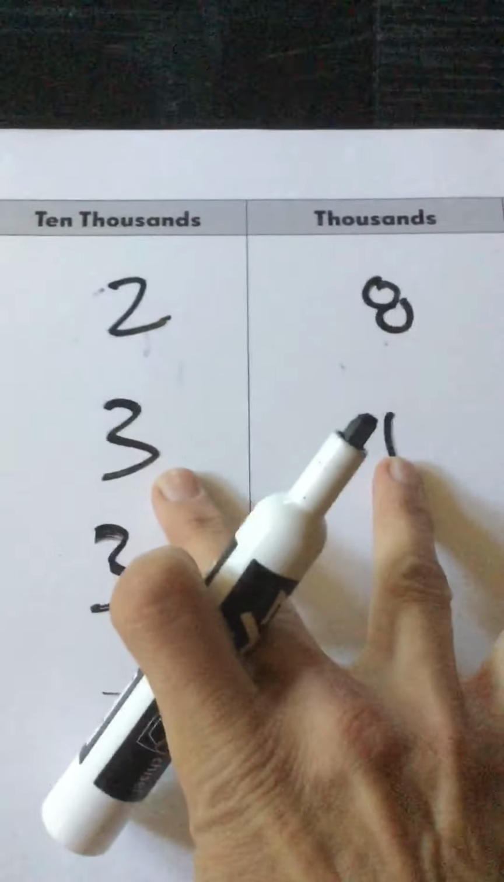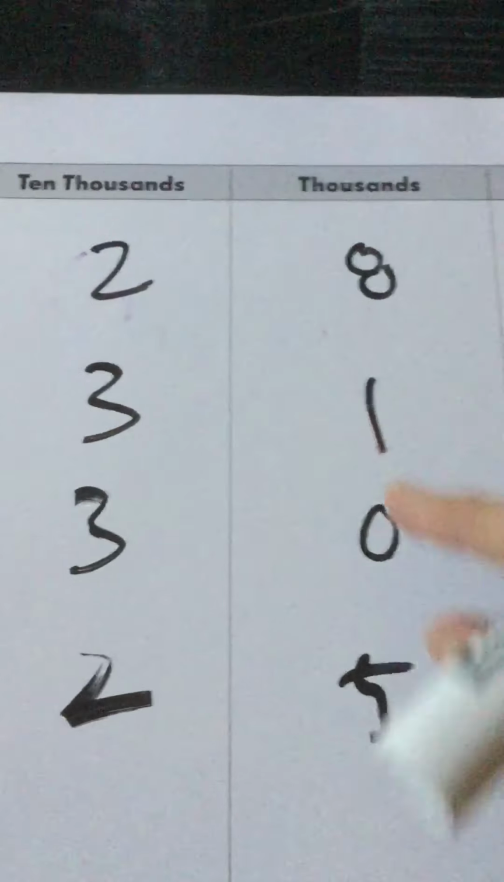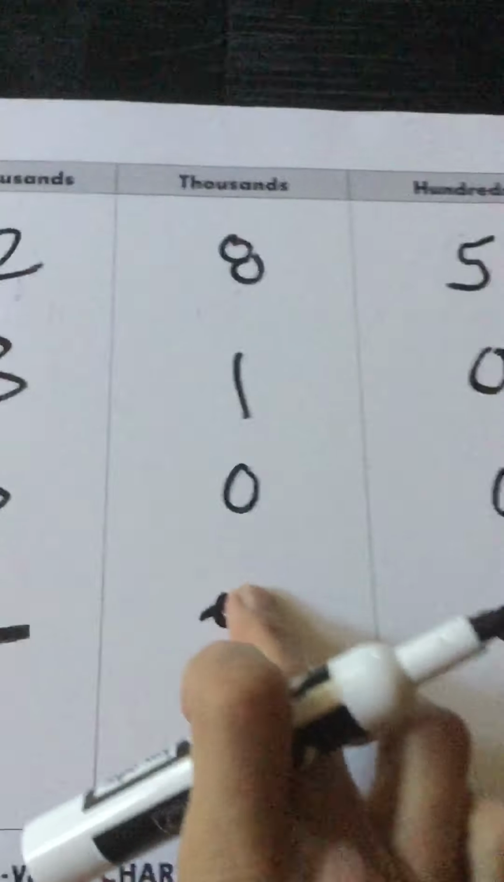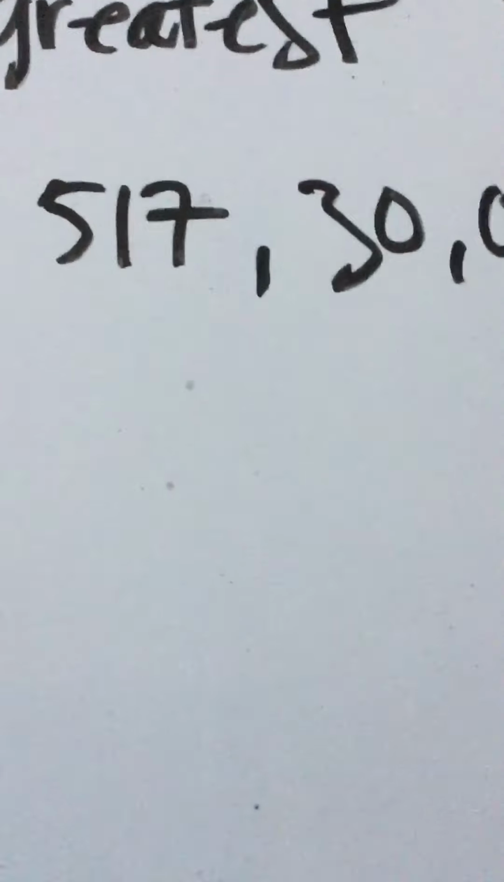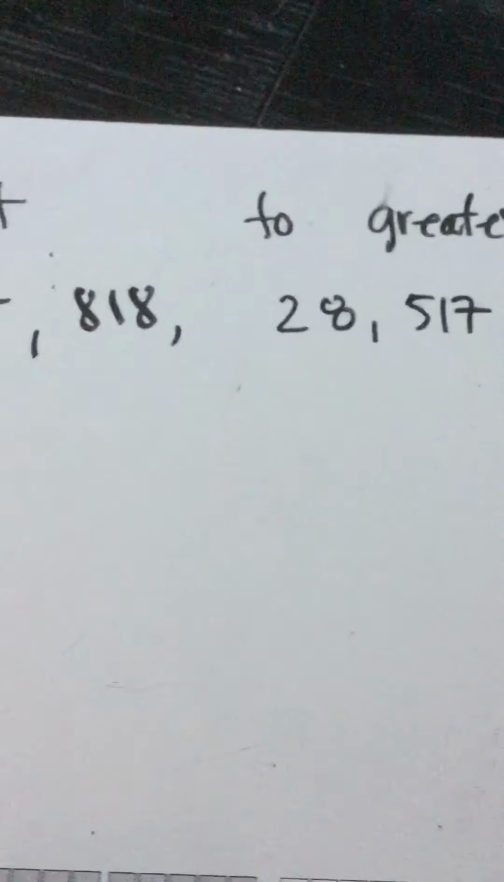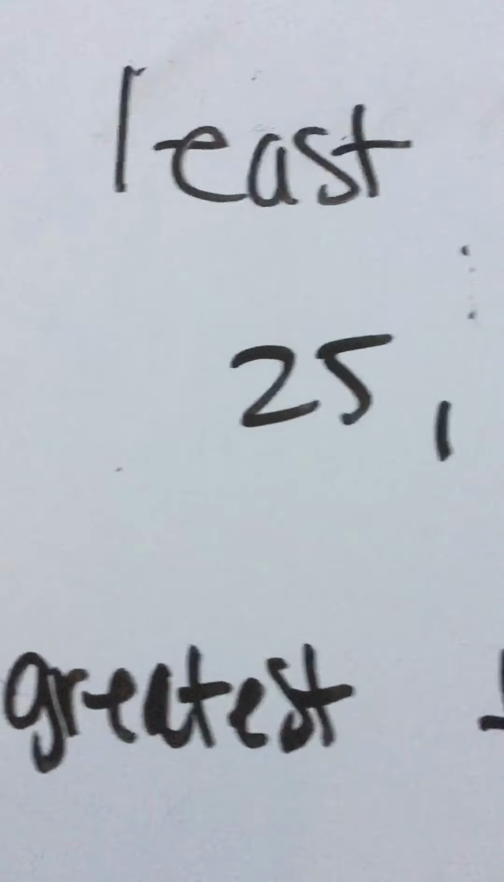30 is less than 31. We know that these 3's are the same value, so we look at the 1 and the 0. So my next number in order is going to be the 30,001. So I'm going to put that up here in my chart. And then last, I know that the 31,001 will be my last number. It's a little messy, excuse me. That's least to greatest.